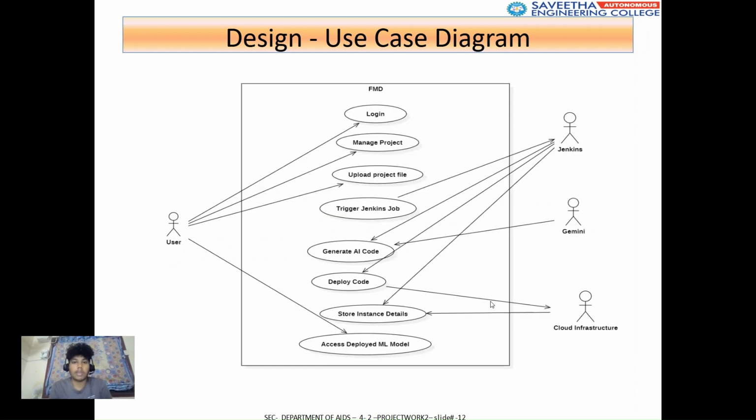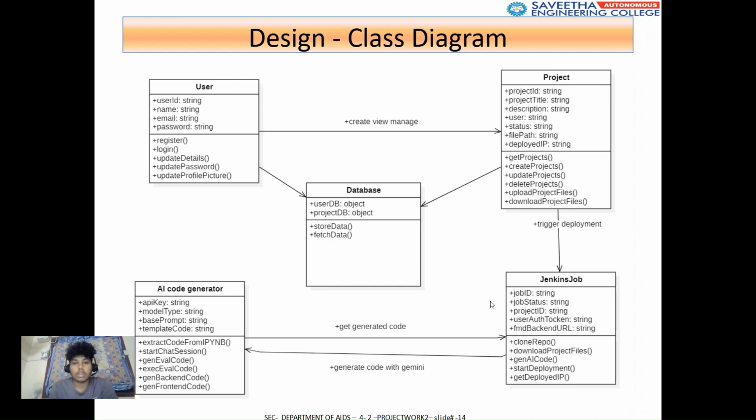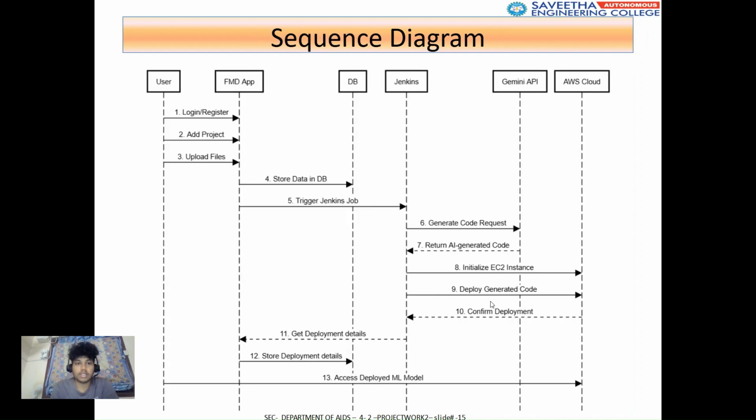As you can see, the user will be able to log in, manage projects, upload projects, as well as access ML models. And Jenkins will trigger the job, generate AI code, deploy code, and store the instance details. This is our class diagram, and this is our sequence diagram.